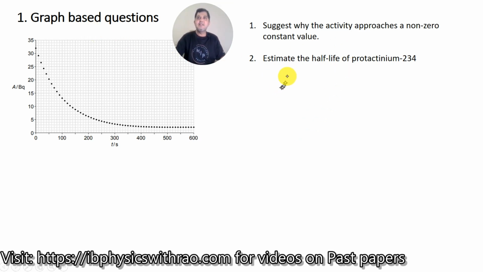Next question. This is a question on radioactivity. Suggest why the activity approaches a non-zero constant value. This is a plot of activity in becquerels versus time in seconds. In any graphical question, see to it that you understand what is the unit along the x and y axis. You need to look at the unit, and at what each box corresponds to. So first, the distance between these two will represent 5 becquerels over here.